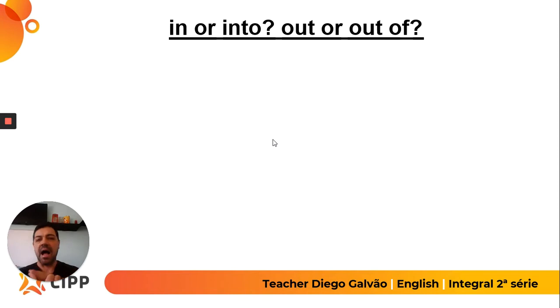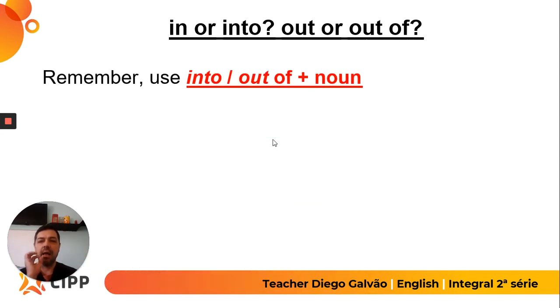Yep. Let's see one special detail about these prepositions. In or into, out or out of. Because people get confused. When do I use in? When do I use into? So look at this. We use into or out of plus a noun.